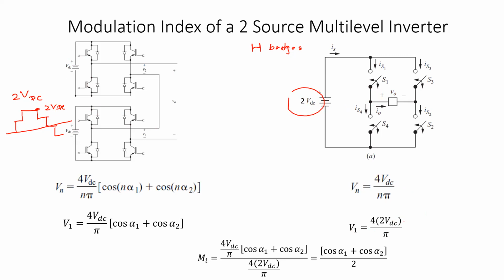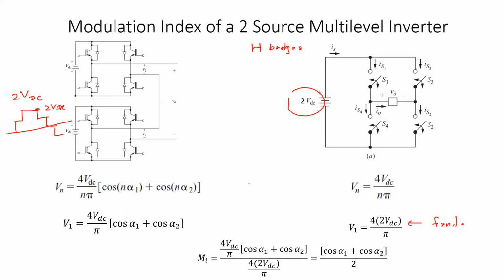So that is the fundamental of the square wave inverter with the max DC link. And then we are taking the fundamental of this multi-level inverter. So it is given by this.